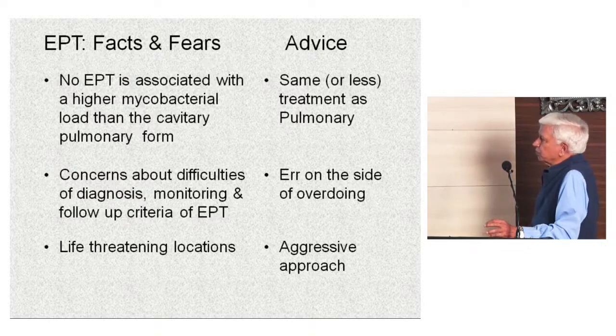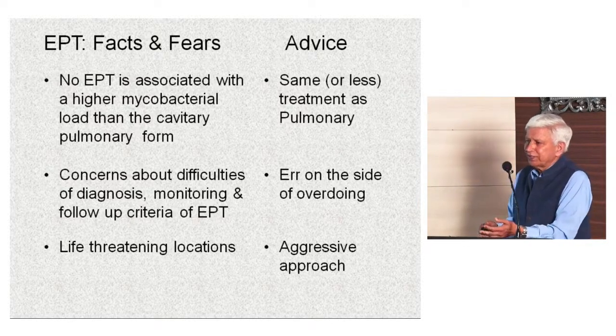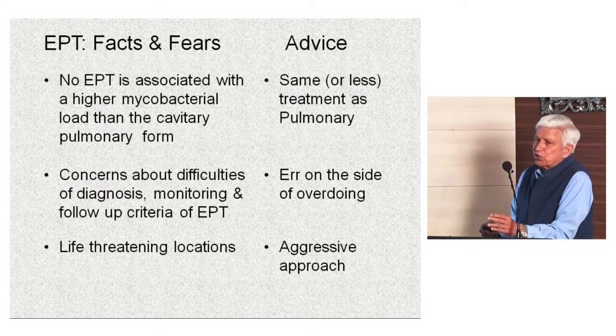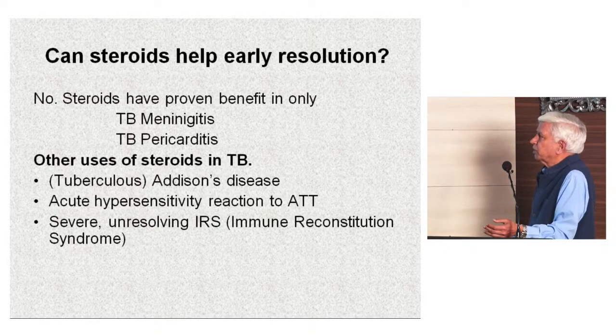There are, of course, serious concerns about diagnosis, monitoring, and follow-up. We just discussed. So the advice is the same treatment as pulmonary, and here they say to err on the side of overdoing, that if there is a suspicion of tuberculosis, then treat it, you see. That's what they say. The threshold for diagnosis of tuberculosis should be relatively low. If there is a strong clinical suspicion, then better to treat than to wait, you see. And when it is a life-threatening location like CNS or cardiac, then an aggressive approach may be required. So we have already talked about that.